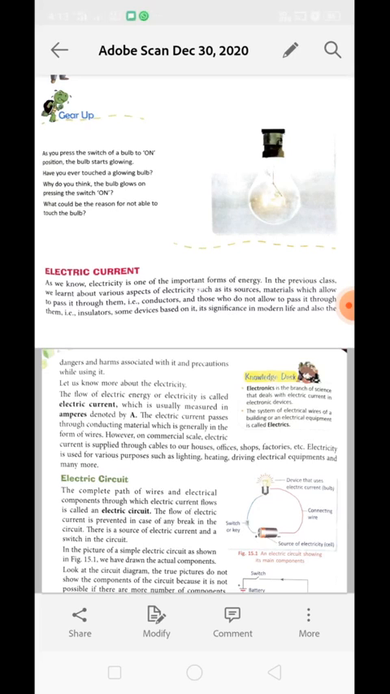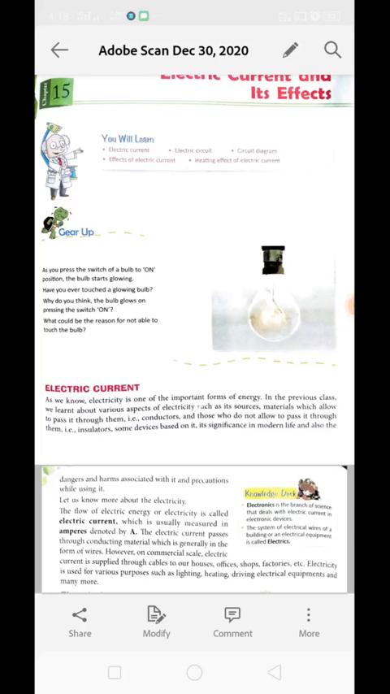Okay, we know that electricity is one of the most important forms of energy, and in our previous classes we have learned various aspects of electricity such as its sources, materials which allow it to pass through them, that is conductors, and those which do not allow it to pass through them, known as insulators. Some devices based on it, its significance in modern life, and also the danger and harm associated with it and precautions while using it. Now let us know more about electricity.